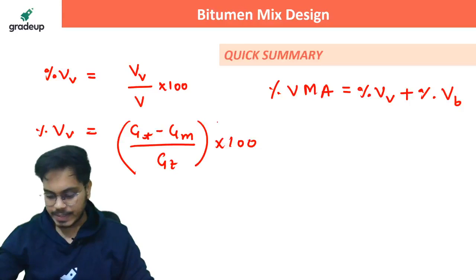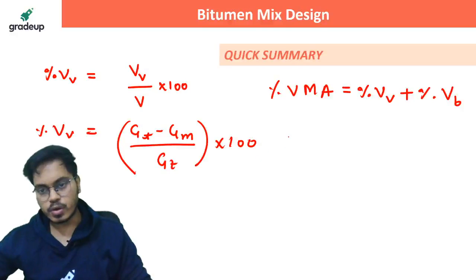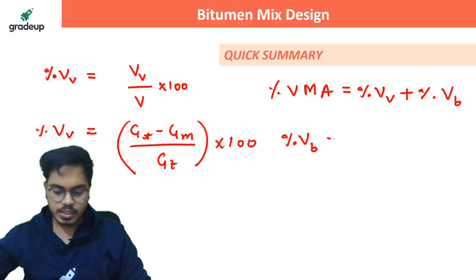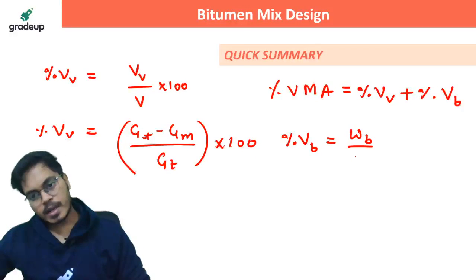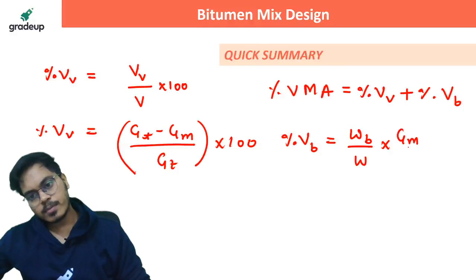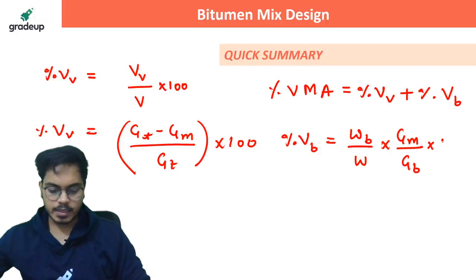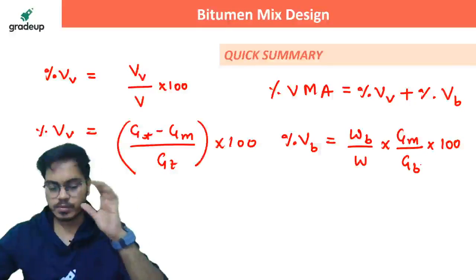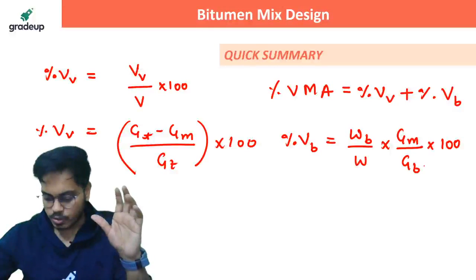Okay. Now the next thing is if you want to get the value of percentage VB, that is WB by total weight, into GM over GB into 100, right? This gives you the value of percentage volume of bitumen.